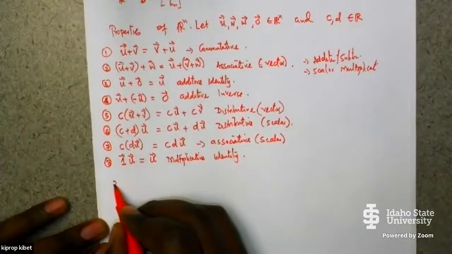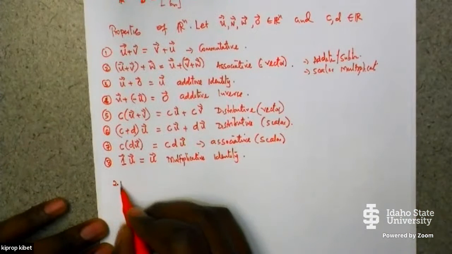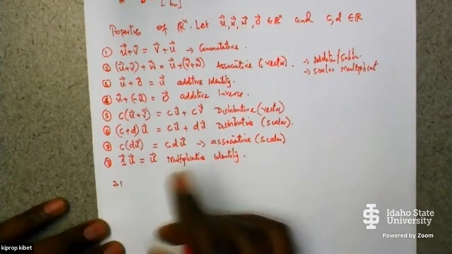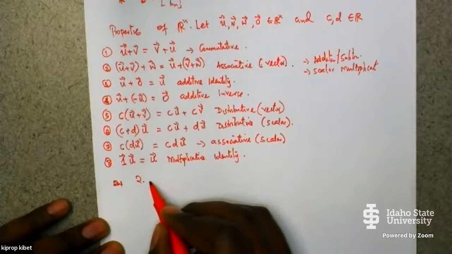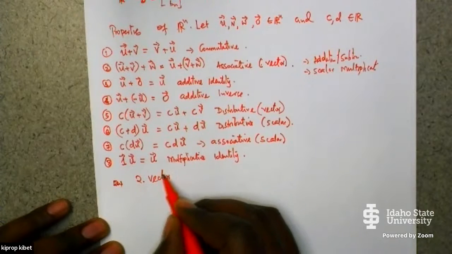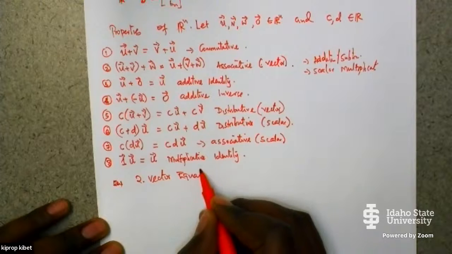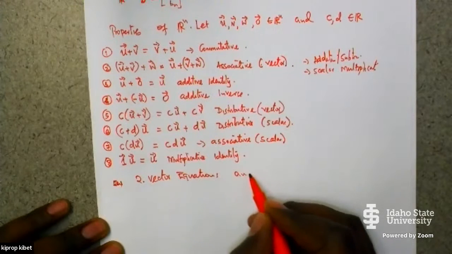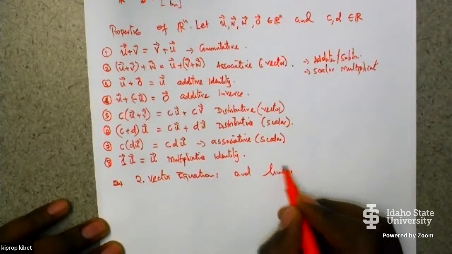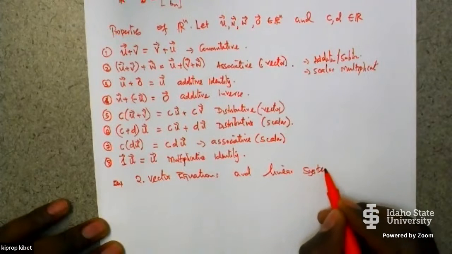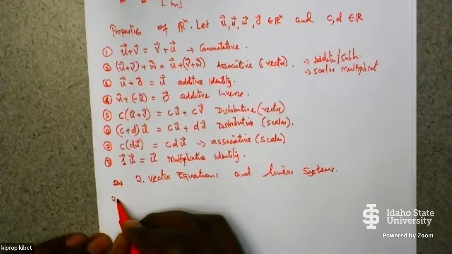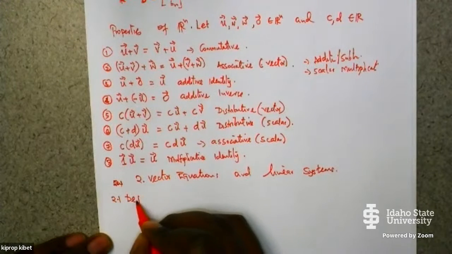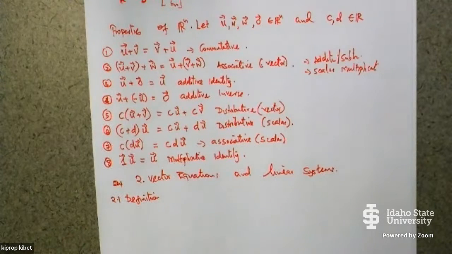Let's come to section 2.1. In this section, we're going to look at vector equations and linear systems. So let's start from the first one, 2.1, and we look at the definition.